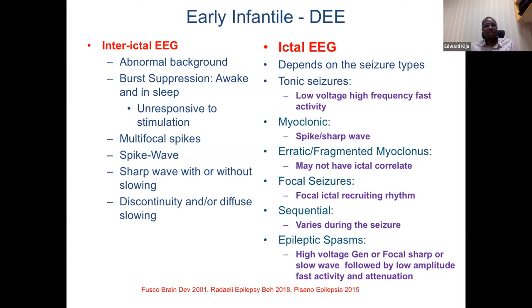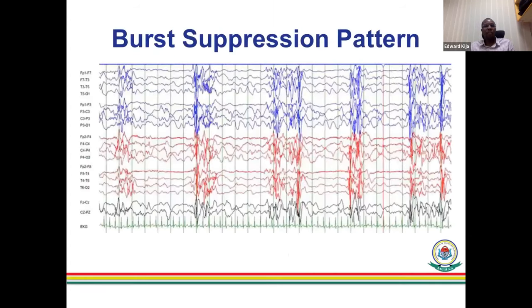The epileptic spasms usually present with a high voltage, either generalized or focal, sharp or slow wave, which is usually followed by a low amplitude, fast activity and attenuation. So this is a classic example of a burst suppression pattern, which is typical for early infantile DEEs.